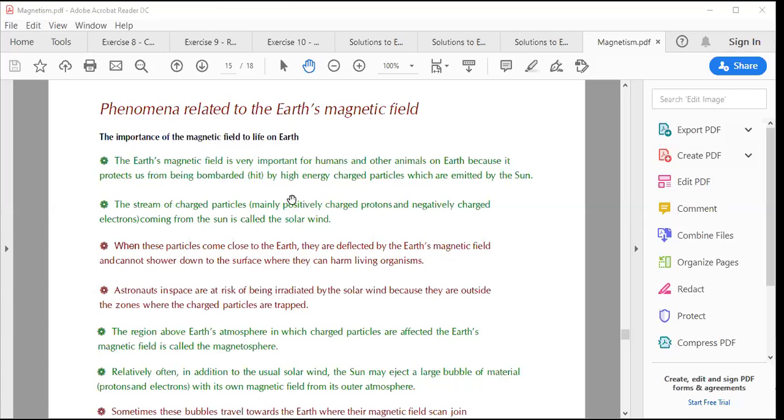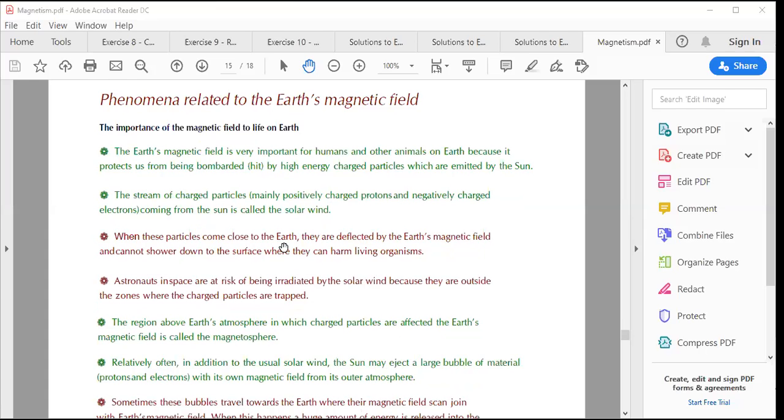So they are solar winds from the sun, right? When these charged particles come close to the Earth, they are deflected by the Earth's magnetic field, and then cannot shower down to the surface where they can harm us or living organisms, right? Why? Because of the charged particles. Like charges repel, and unlike charges attract.